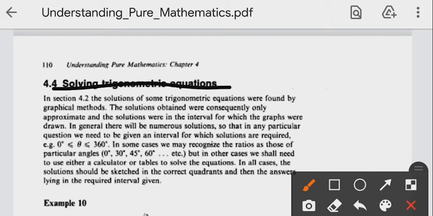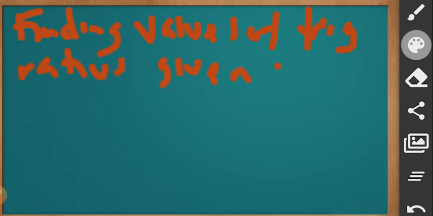Before we look at solving trigonometric equations clearly, I want us to first look at finding values of trigonometric ratios given one. If I'm given one trigonometric ratio, can I find the value of the others? We are basically going to make use of the expressions, the diagrams, and the quadrants we saw in the first lesson. Okay, that's our subheading, so you can write that in your book.